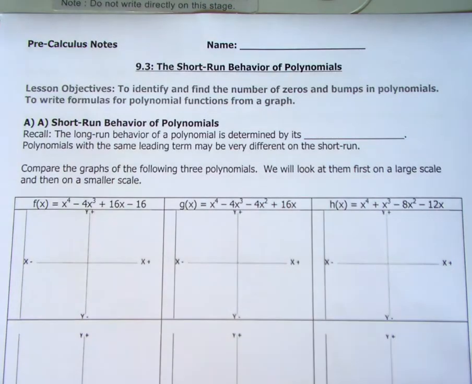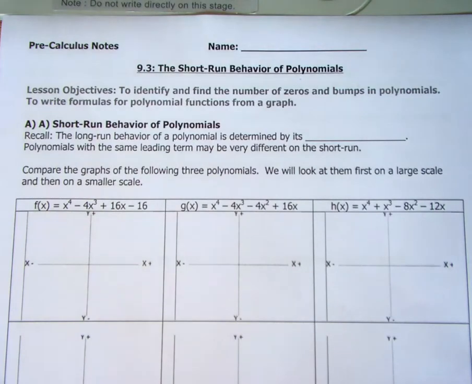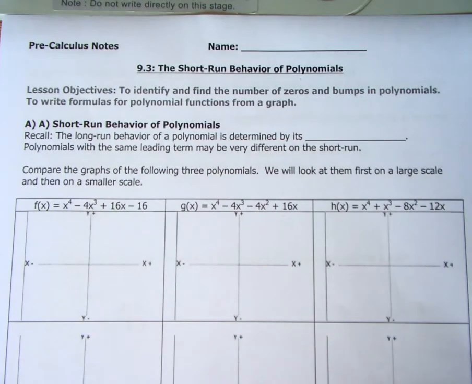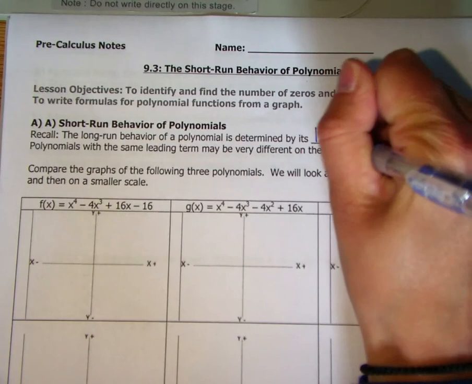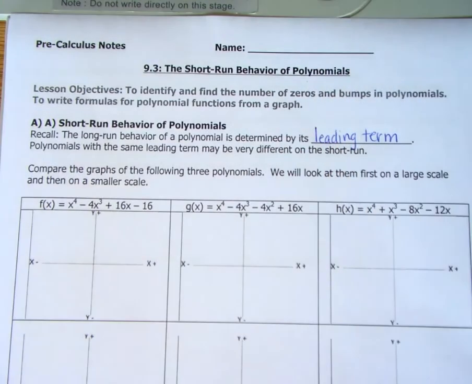Okay, so last time we talked about the long run of polynomials. Remember, the long run of a polynomial, like you saw in your warm-up, is determined by what? The leading term, right? The long run behavior is determined by its leading term. So what we were doing last time was looking at the polynomials on a big scale. What we're doing today is focusing in on what we call the short run, looking at the specific things that are happening in these different functions.